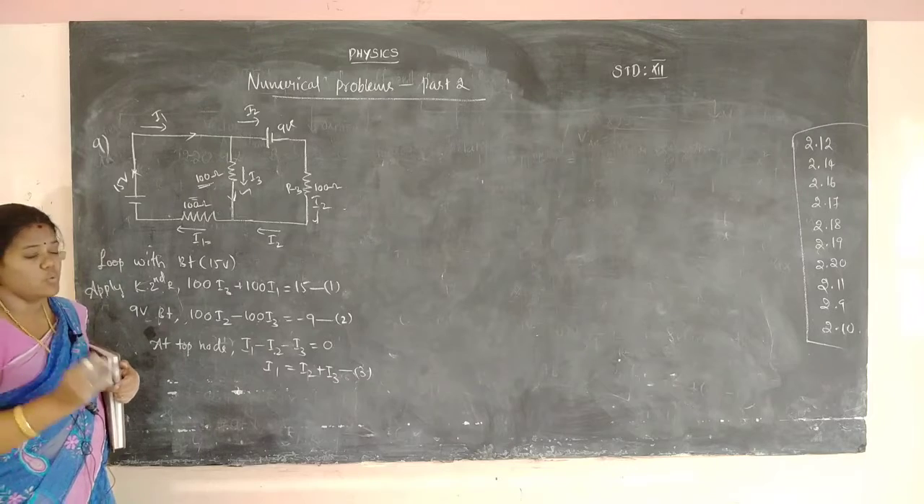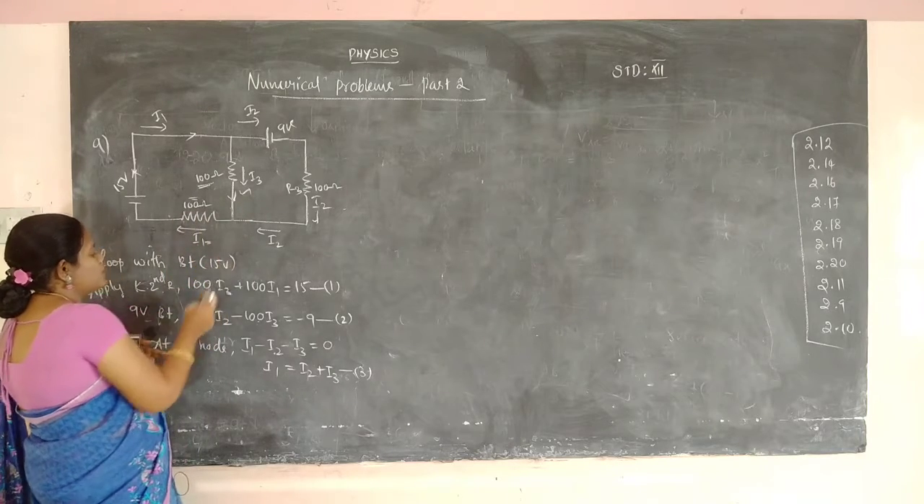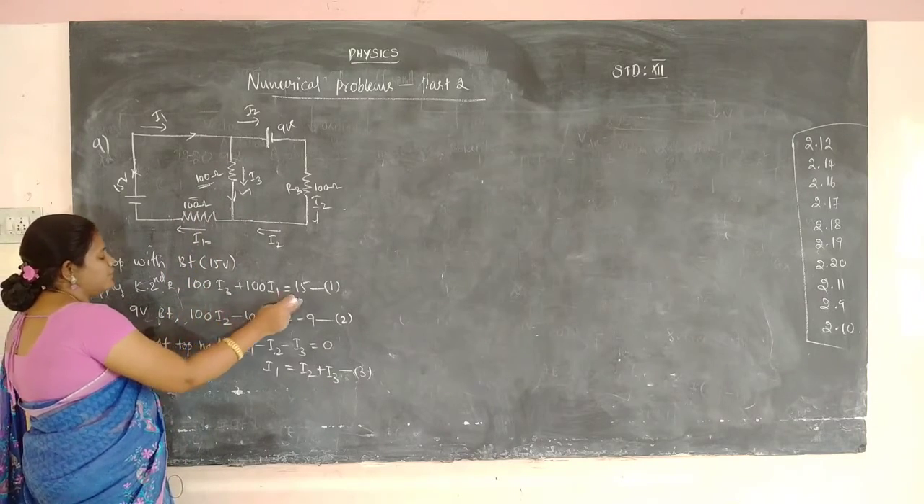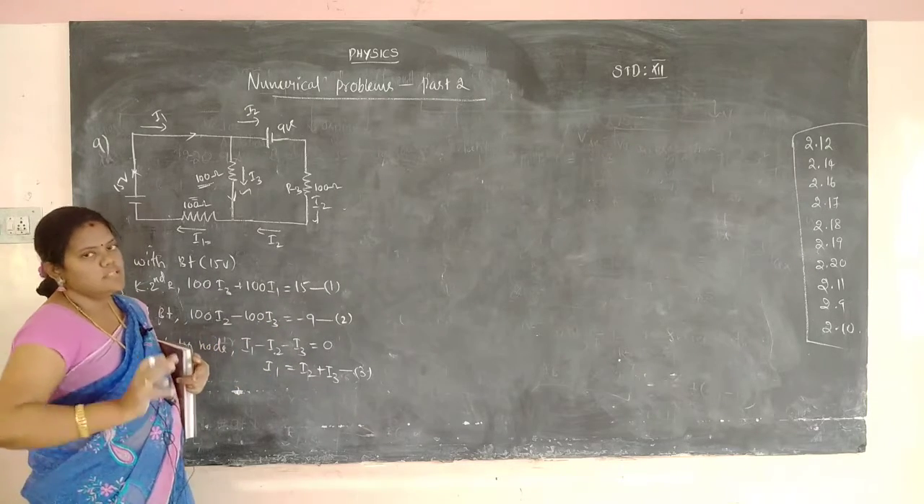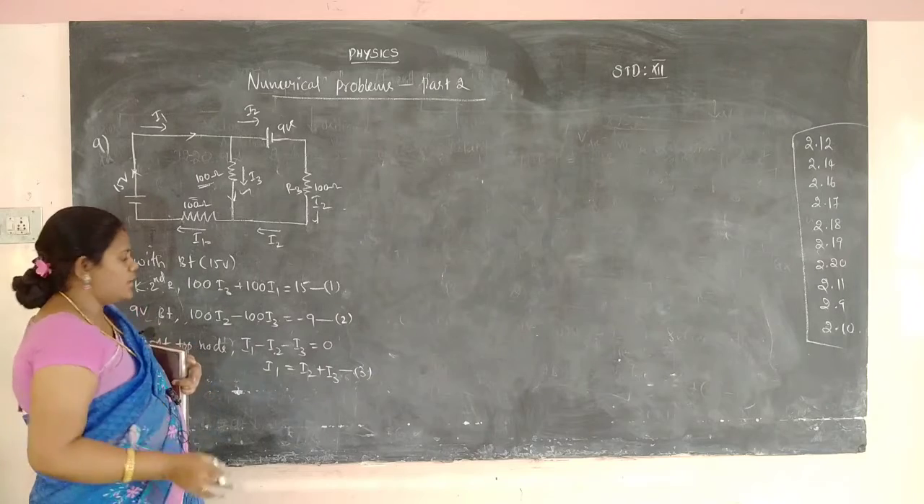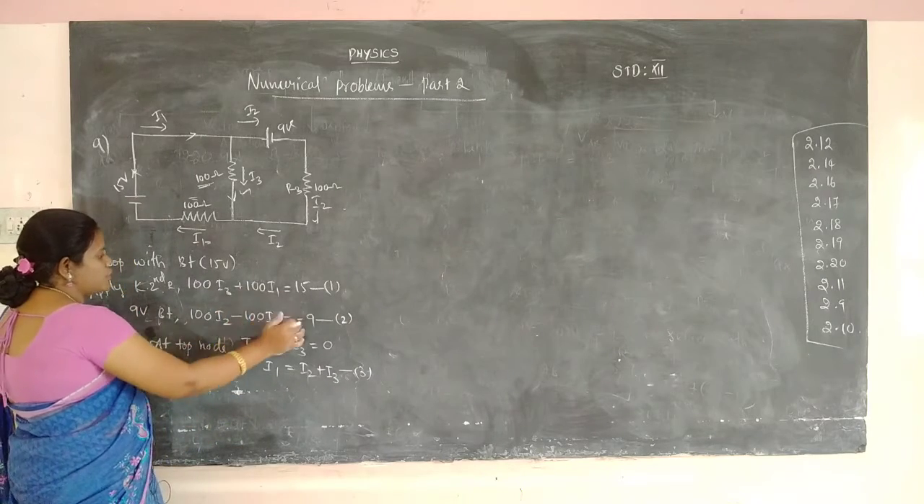Applying Kirchhoff's second rule in the two loops: first loop, 100 I3 plus 100 I1 is equal to 15. Second loop, 100 I2 minus 100 I3 is equal to minus 9. These are the first two equations that we have to mention.